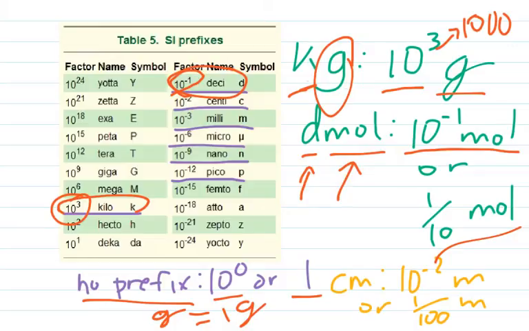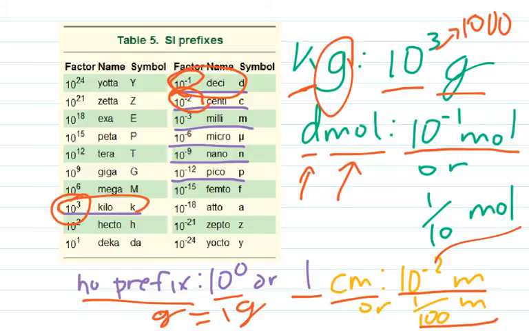Our next prefix is the centi prefix. Centi means 10 to the negative 2. So if I say a centimeter, I mean 10 to the negative 2 meters, or 1 over 100 meters.